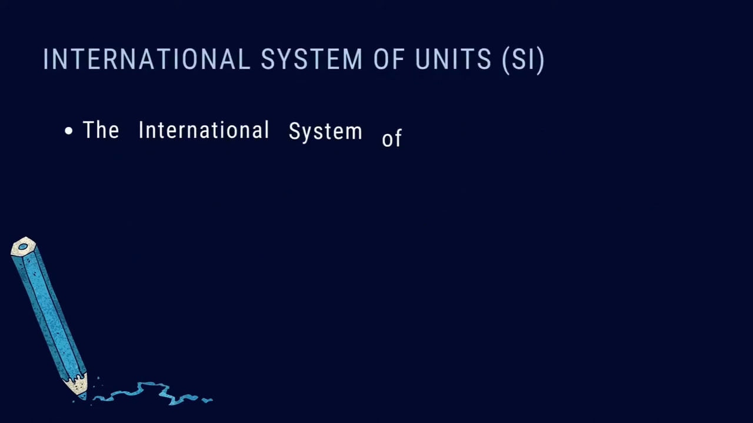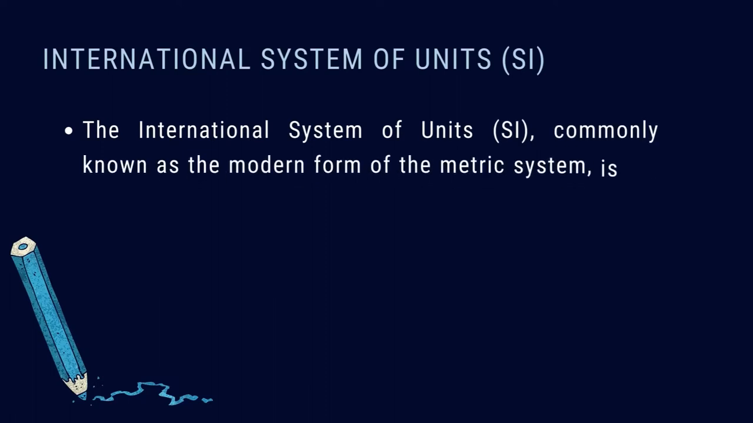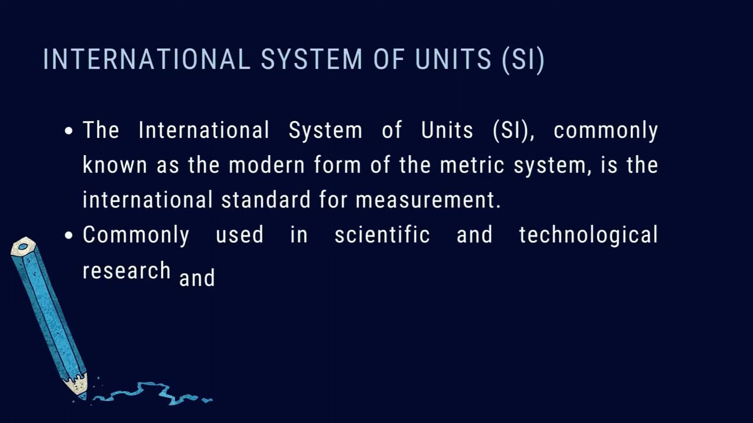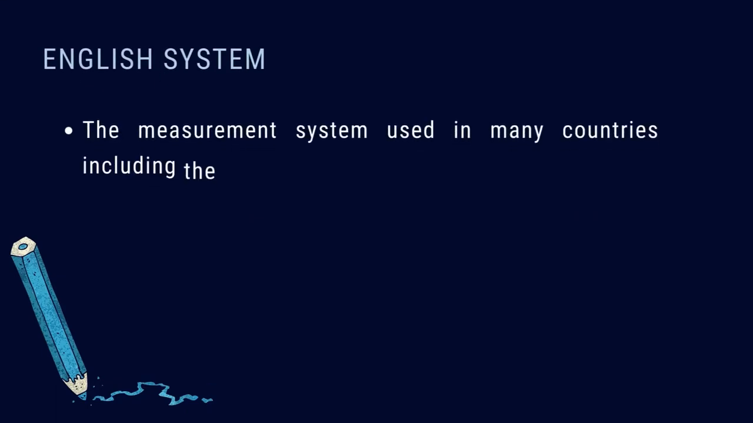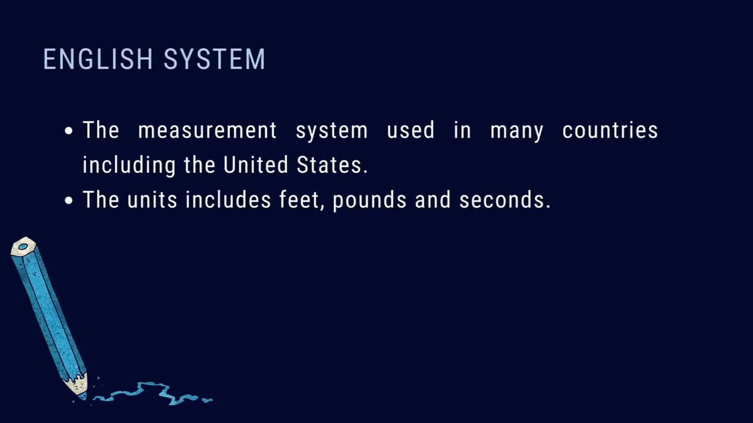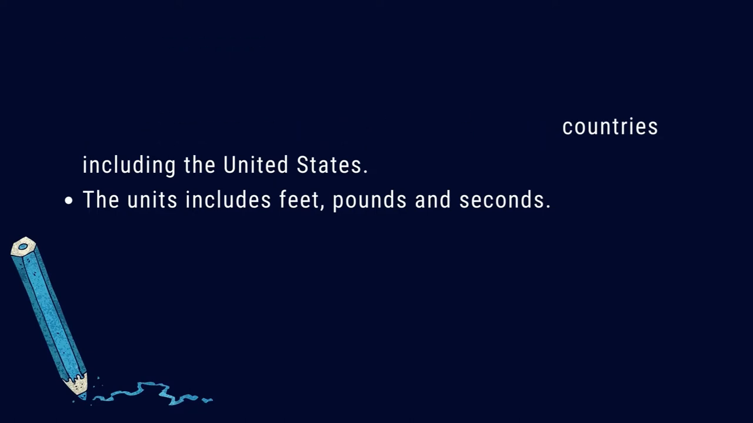The International System of Units, or SI, is commonly known as the modern form of the metric system. It is the international standard for measurement. It is also commonly used in scientific and technological research and development. And lastly, the English system. The measurement system used in many countries, including the United States. The units include feet, pounds, and seconds.